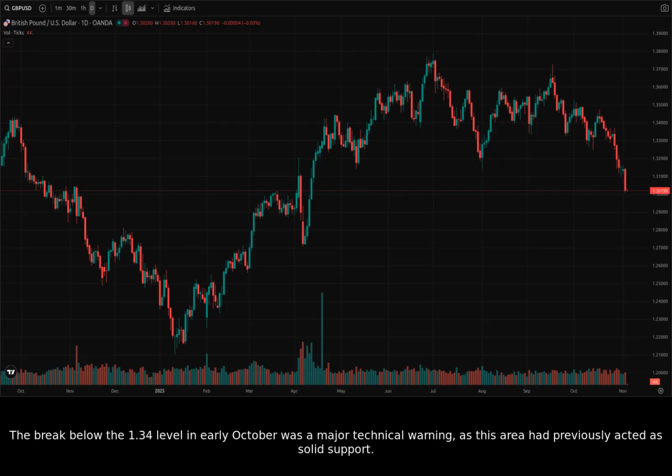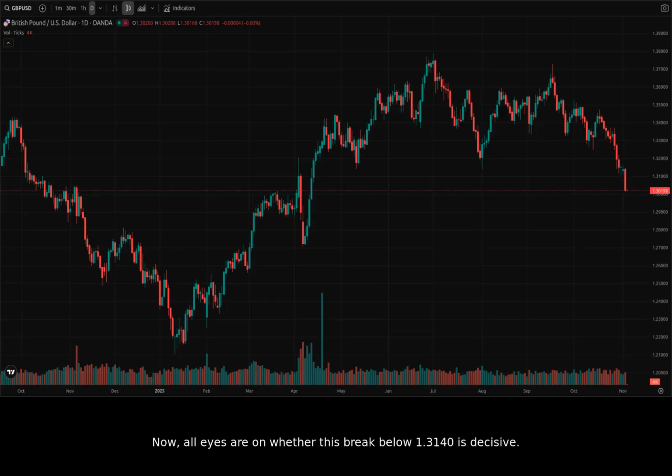The break below the 1.34 level in early October was a major technical warning, as this area had previously acted as solid support. Now, all eyes are on whether this break below 1.3140 is decisive.